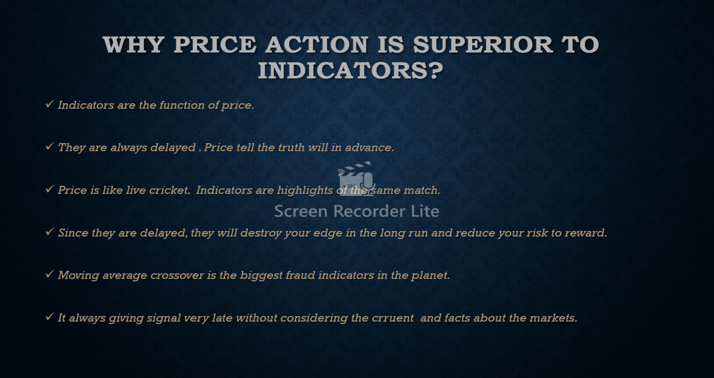Risk to reward in all markets is the answer, and it is the strategy. Moving average crossover is the biggest fraud indicator on the planet. It's always giving signals very late, without considering the current facts about the markets.